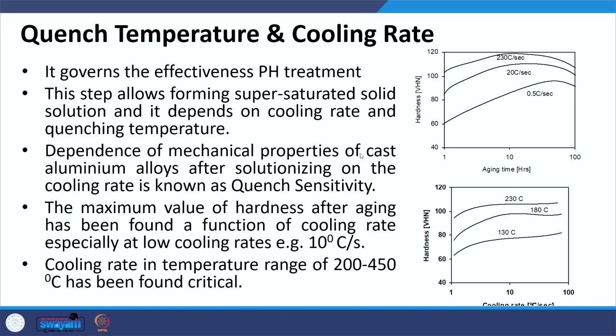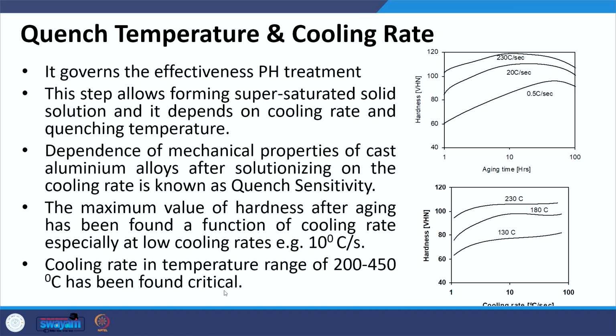The dependence of the mechanical properties of cast aluminum alloys after solutionizing on cooling rate is known as quench sensitivity. The maximum value of hardness after aging has been found to be affected by the cooling rate, especially at the lower cooling rates. When the cooling rate is low, the effect is more significant with the increase of the cooling rate. The cooling rate in the temperature range of 200 to 450 degrees centigrade is crucial.